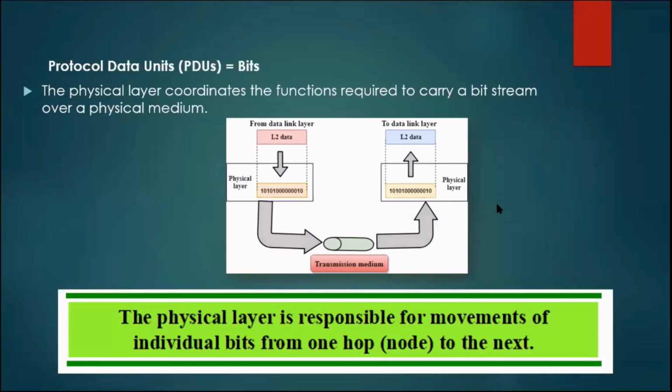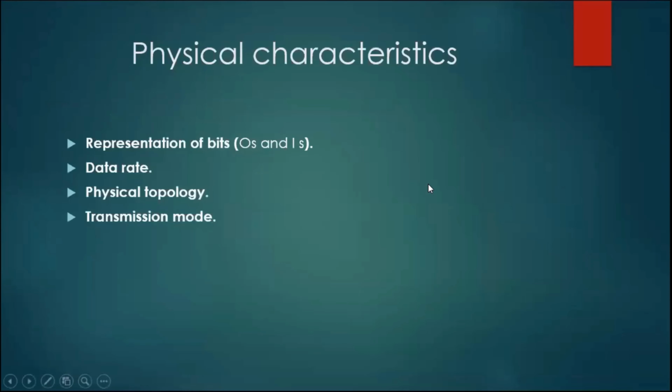The physical layer is pretty simple. It's just bits. The physical characteristics of the physical layer are the representation of bits in zeros and ones, your data rate, your physical topology, and your transmission mode. Whether you are doing full duplex, simplex, or multiplex mode is what you will look for here, how you're transmitting your data.